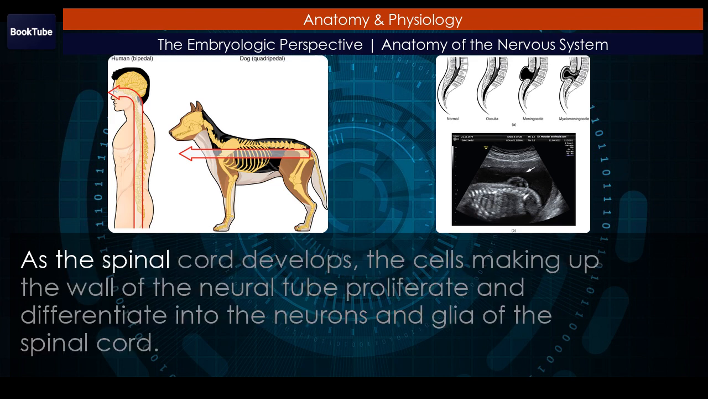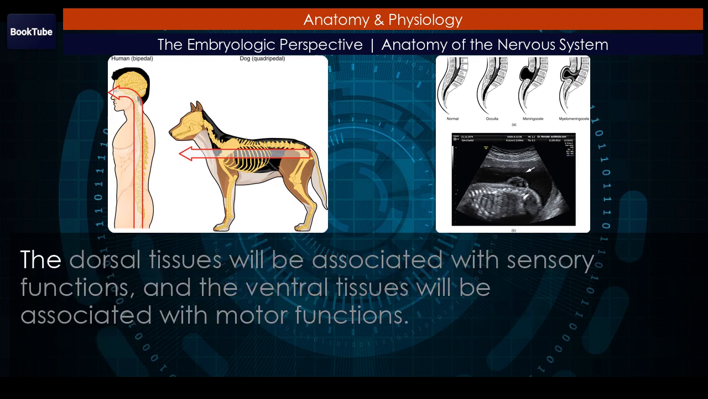As the spinal cord develops, the cells making up the wall of the neural tube proliferate and differentiate into the neurons and glia of the spinal cord. The dorsal tissues will be associated with sensory functions, and the ventral tissues will be associated with motor functions.